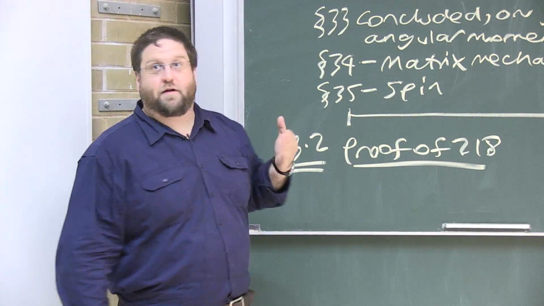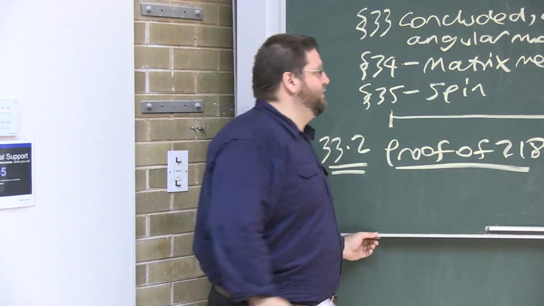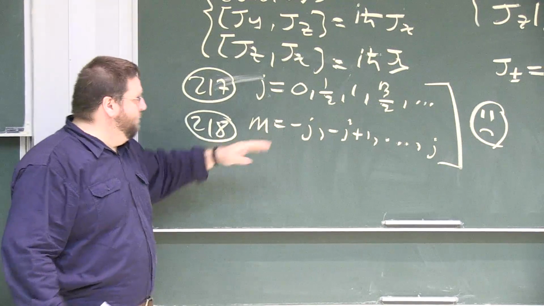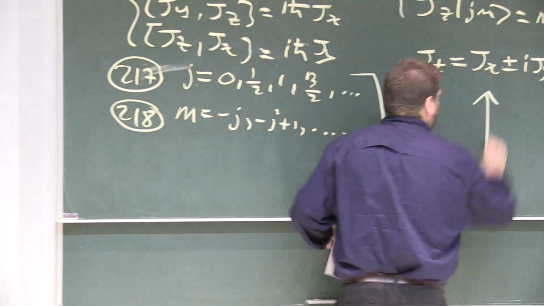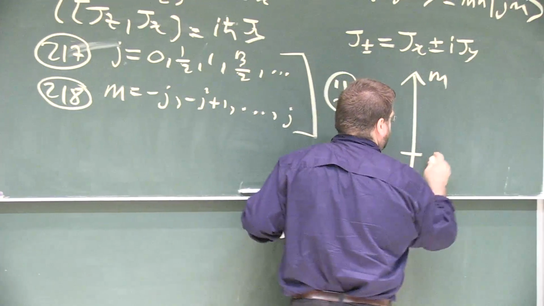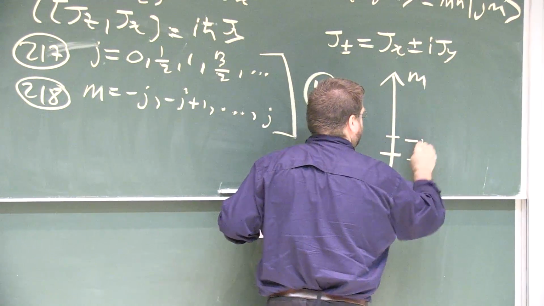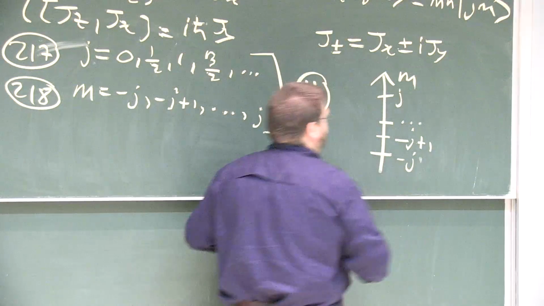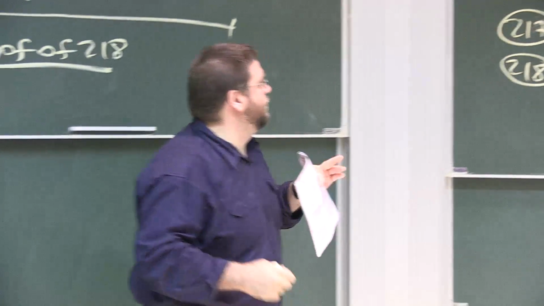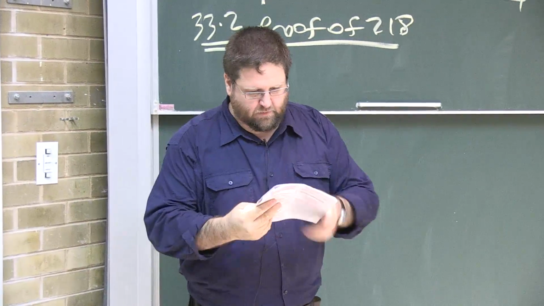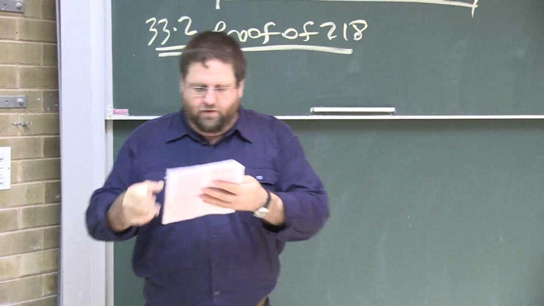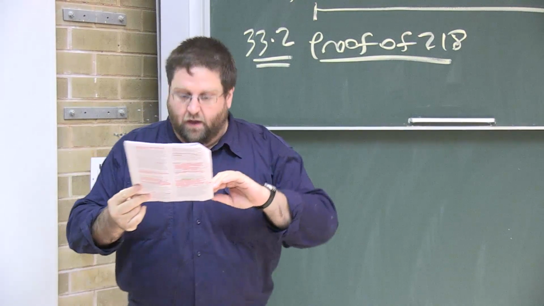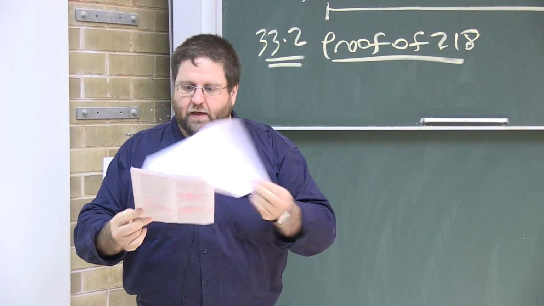Lastly, we'll apply our results to the theory of spin in quantum systems. So let's begin with the proof of equation 218, this idea that the magnetic quantum number m can take any value between minus j and plus j in steps of 1. We need to prove equation 218. Again, this is being done in a representation-free way, using nothing more than the Lie algebra of the Hermitian operators Jx, Jy and Jz.